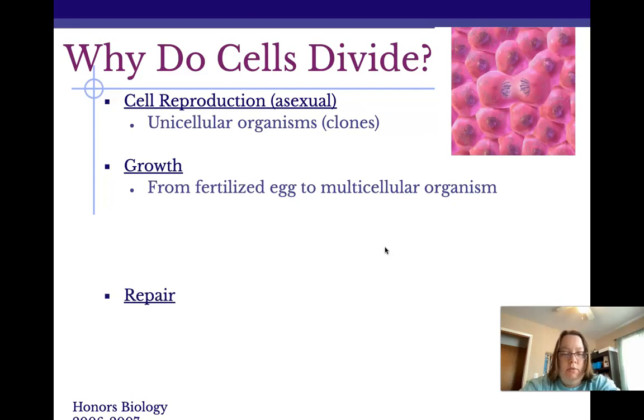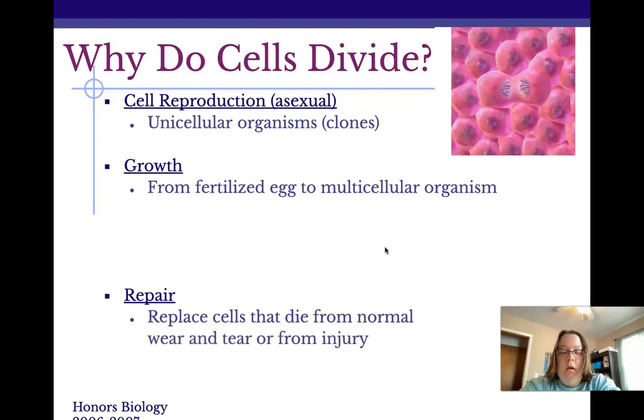We also need to make new cells anytime that we have to repair something in our bodies. So that could be to replace cells that just die from normal causes. Our cells don't live but so long, they're not immortal. So eventually all of our cells will die, and we have to replace those cells when they die. But it also could come from wear and tear or from an injury. So if we were to fall and scrape our knee, we would have to repair those cells. Kind of like when you break a bone. Your bone cells have to repair to fix the bone.